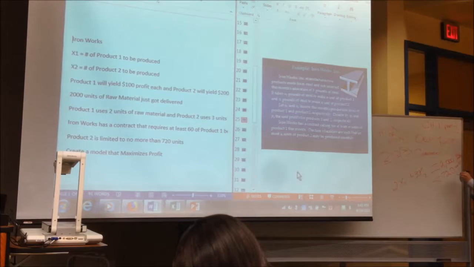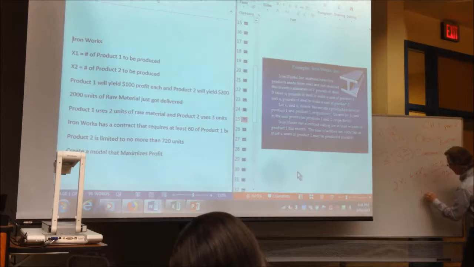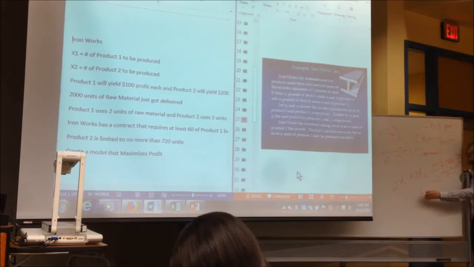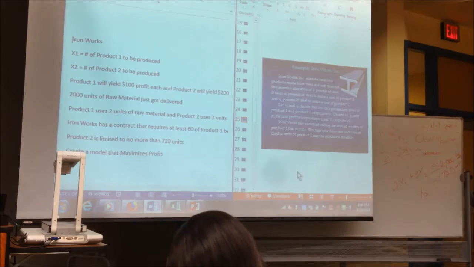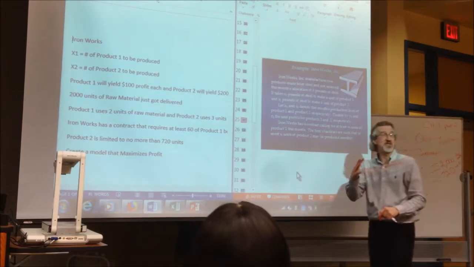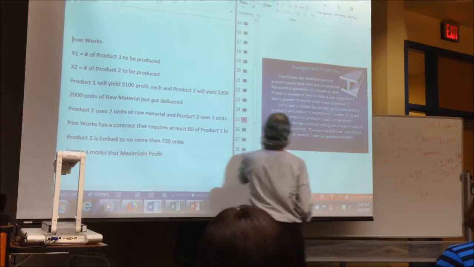Is that right? Product 2. Less than equal is because that's the most we can make, and it's only saying of product 2. I have to use the variable for product 2, which is going to be x2. I don't have to put anything with it because x2 represents the number of product 2 we're making. So x2 less than equal to 720 is the most we can make of x2. If we decide to schedule any x2, it's got to be 720 or less.